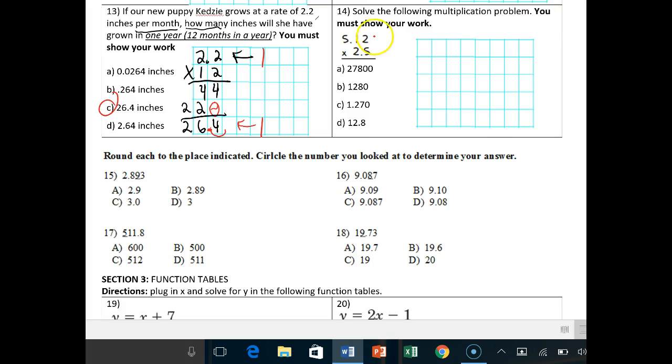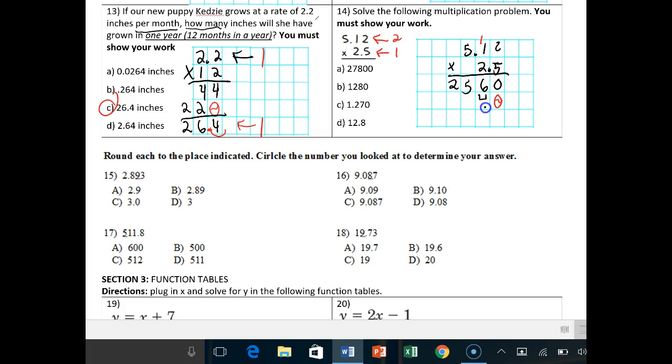Solve the following multiplication problem. All you had to do was count your decimals here, and then we just had to go to work and multiply. So I'm going to start this over here. So 5.12 times 2.5. Again, you do not need to line up your decimals when you multiply. So 5 times 2 is 10, so put down a 0, carry a 1. 5 times 1 plus 1 is 6. 5 times 5 is 25. Lay your egg.